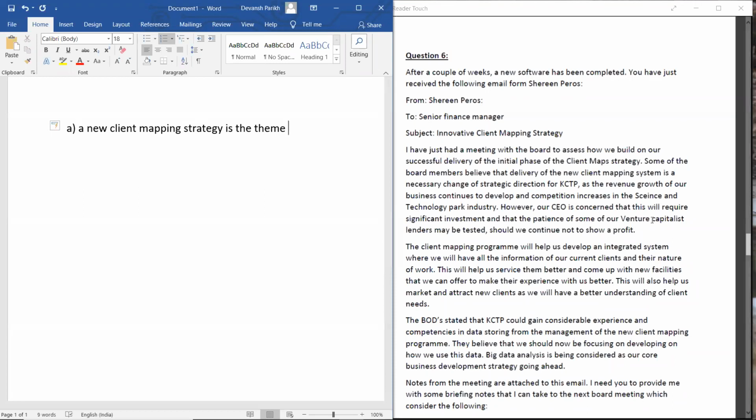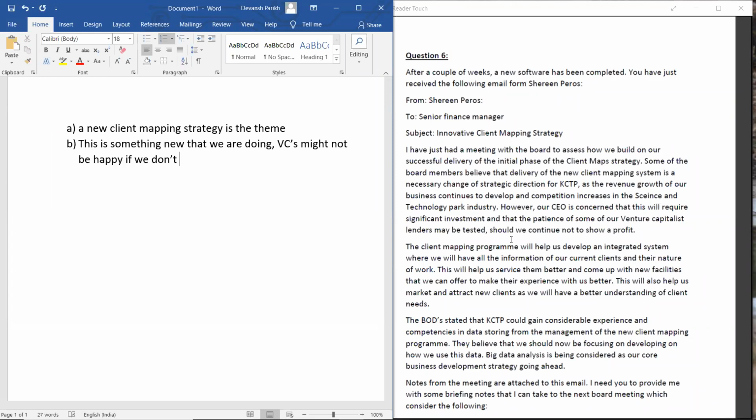However, our CEO is concerned that this will require significant investment and that the patience of some of our venture capitalist lenders may be tested should we not continue to show a profit. So, second theme: this is something new that we are doing. VCs might not be happy if we don't show profit. All right, second theme captured.